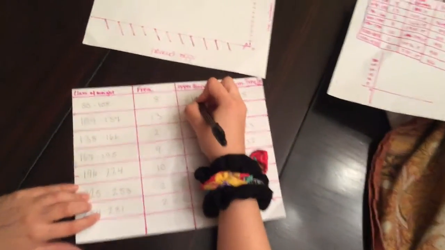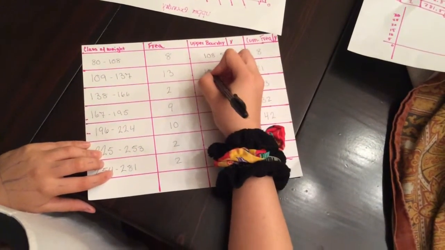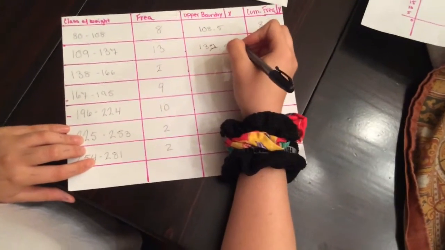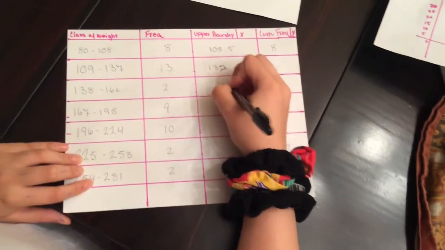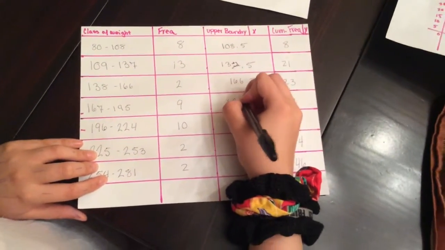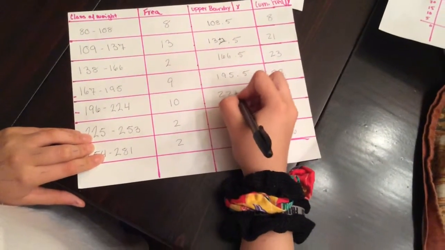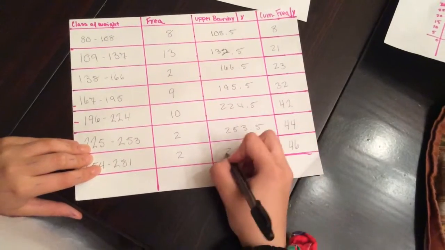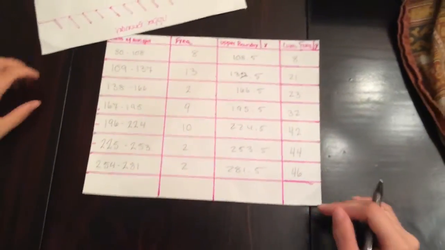So it's just going to be 108.5, 137.5, 166.5, 195.5, 224.5, 253.5, and 281.5. Now that you have all of your information, it's time to put this into graph form.